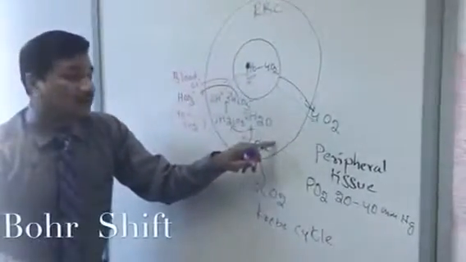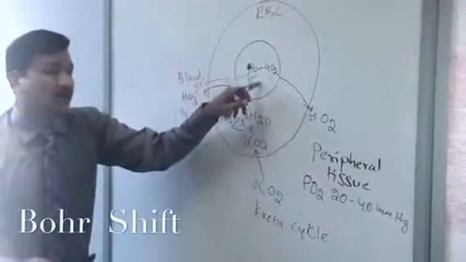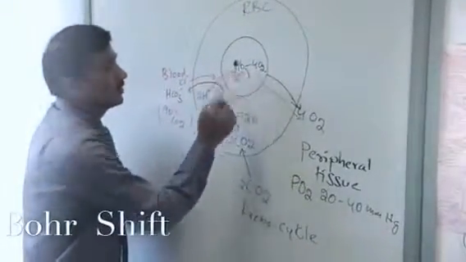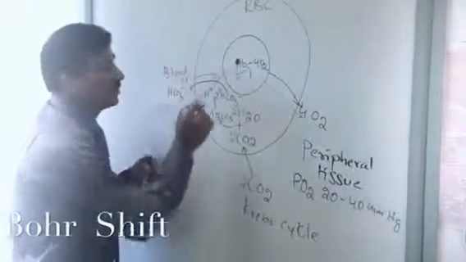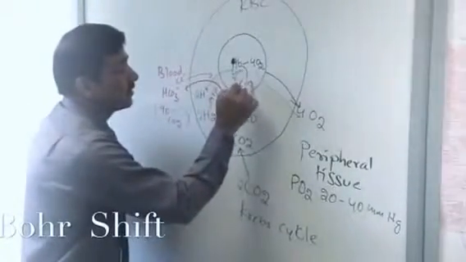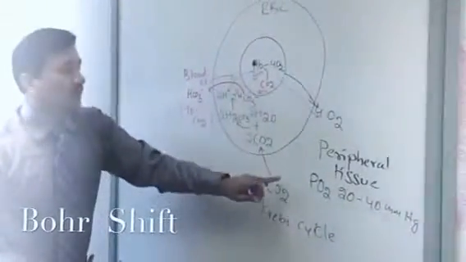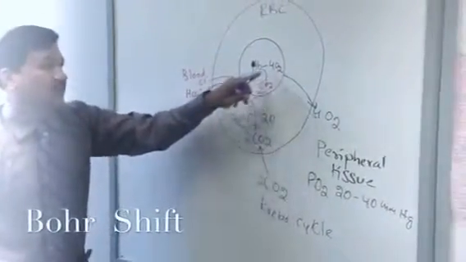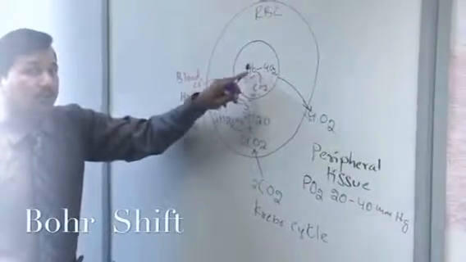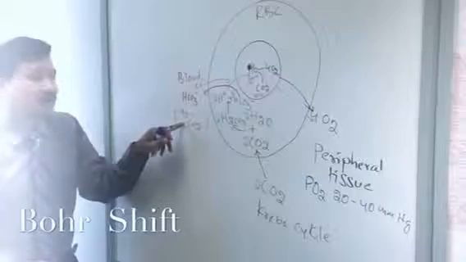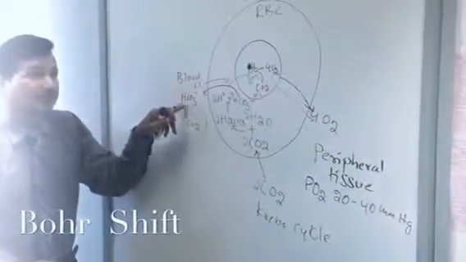So 10% of the carbon dioxide directly binds to the hemoglobin molecule. Particularly the amino terminal side of the hemoglobin molecule will be binding with carbon dioxide, that is only 10%. So 10% of your peripheral tissue carbon dioxide is carried by directly binding to hemoglobin, that is called carbaminohemoglobin. 90% of the carbon dioxide is carried in the form of bicarbonate.